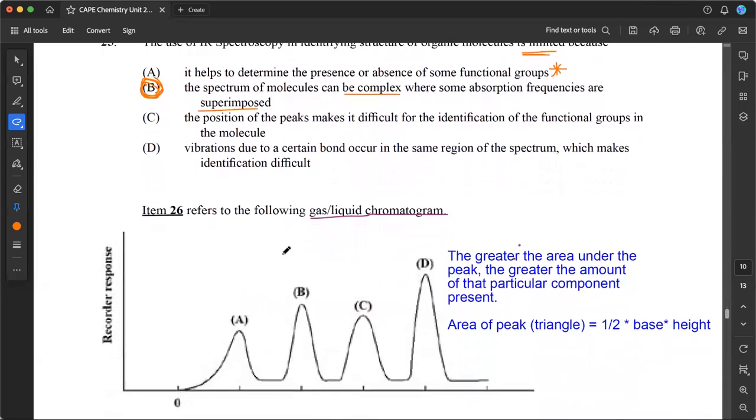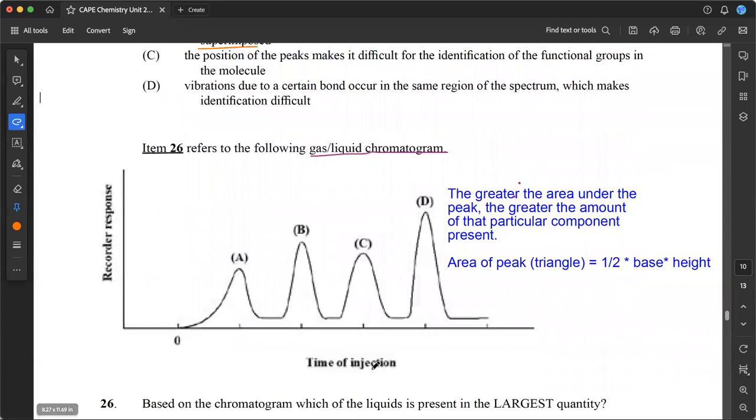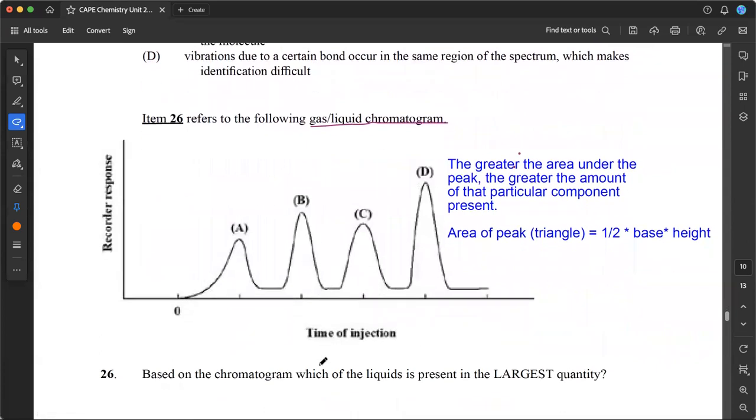26 refers to the following gas liquid chromatogram, right? So we see that we have our recorder response here, and then we have the time of injection here. And the question is asking, based on the chromatogram, which of the liquids is present in the largest quantity? So when you look at a gas liquid chromatogram, the liquid that's present in the largest quantity is going to be the one that has the largest area under the curve, so under the peak. When we look at all of these peaks, the area under the peak can be simplified to that of a triangle.